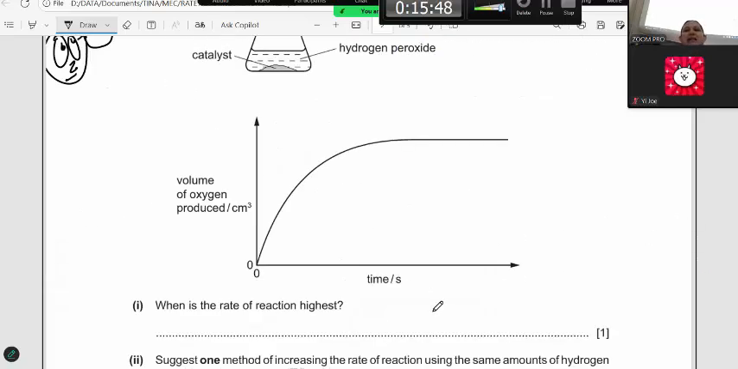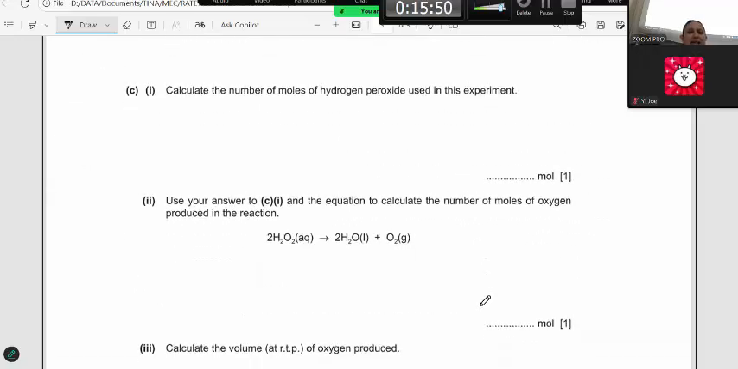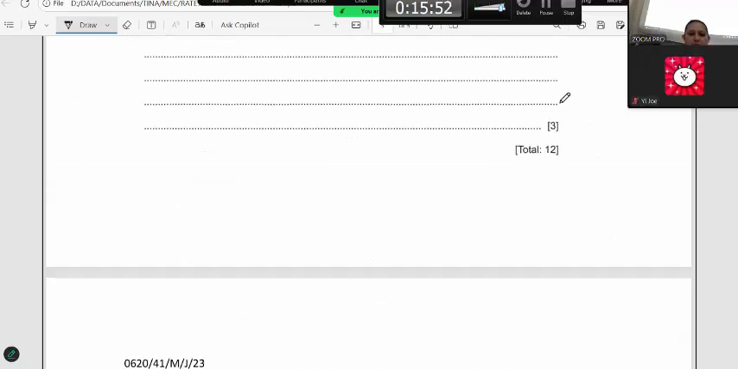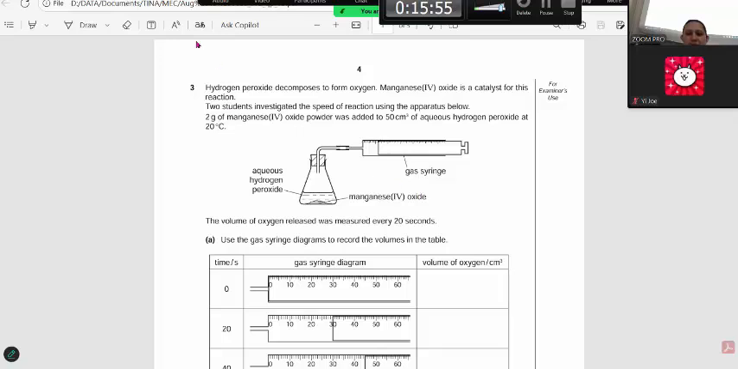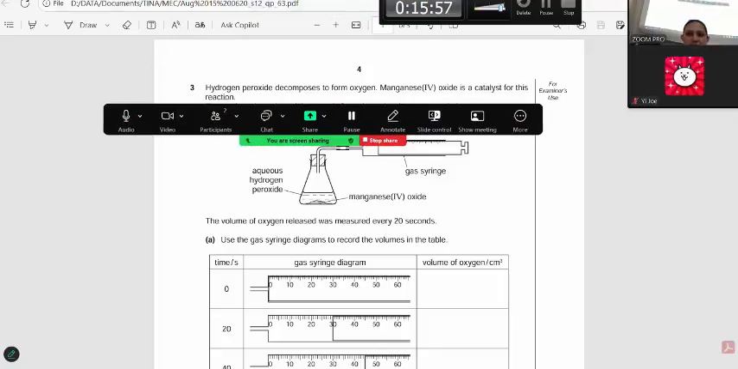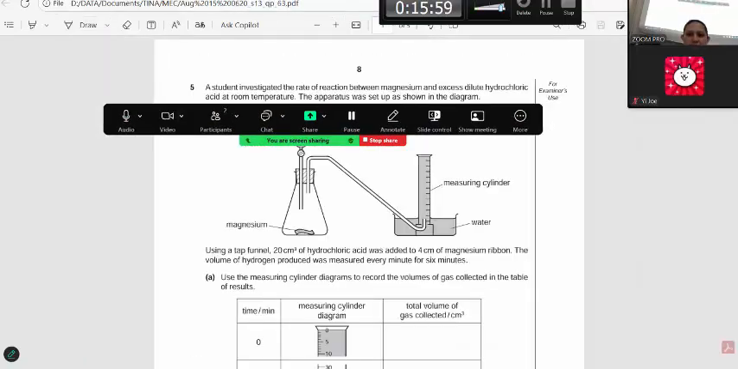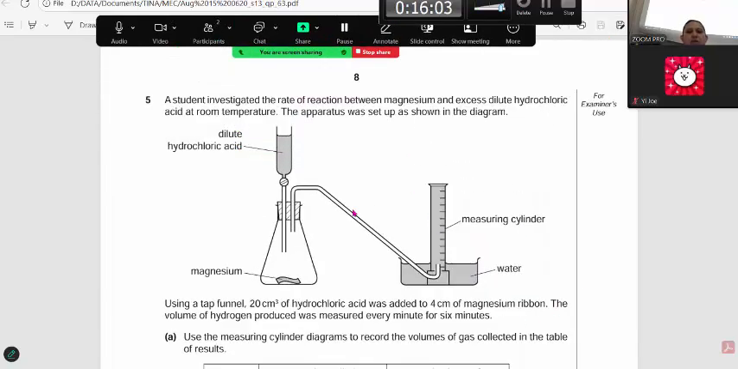Now there are other ways of collecting gas. For example, if you look at your other one, this one is the gas syringe. Look at this. Can you see this one? How are they collecting the gas? Same thing. So this one is acid and metal. This is a measuring cylinder. They take the measuring cylinder, they put it upside down. They fill it with water. The hydrogen gas will be collected here, then it will push the measuring cylinder down.